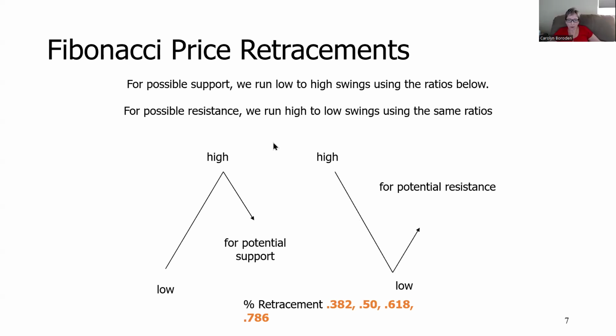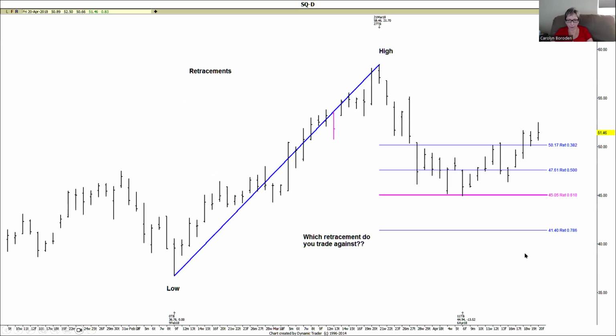So we'll start with Fibonacci price retracements, where we're taking a prior low to high swing and using the retracement ratios of 0.382, 50%, 0.618, and 0.786, looking for possible support. Or we're going to take prior high to low swings, use those same ratios for potential resistance. So let's look at an example. Okay, so this first example is in SQ. It's a daily chart. Here, I've measured a prior low to high, looking for possible support. And here are the ratios.